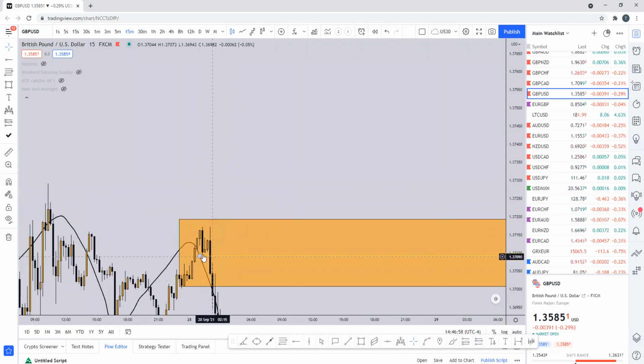This is your entry right here. I know I'm like a pip off looking at the 15-minute, but this is your entry right here when price comes up to here. Remember, this line isn't a line to enter on. It's an area. This is an area that we want to enter into.